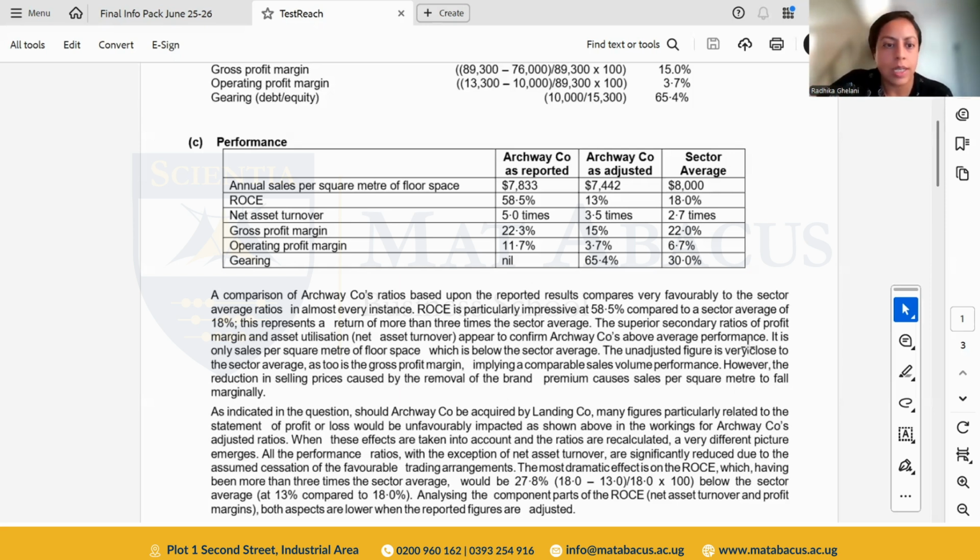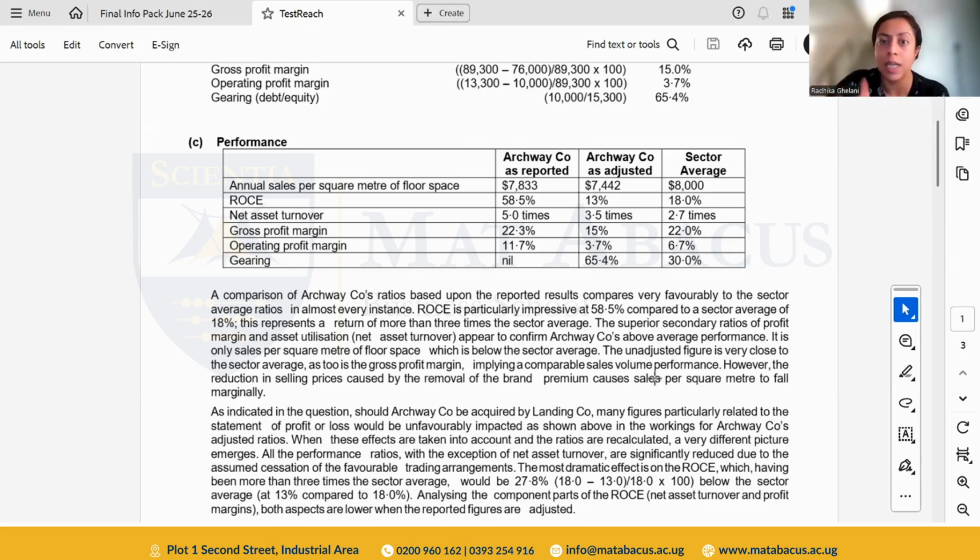Then moving on, they said it is only the sales per square meter of floor space which is below the sector average, as can be seen. It's 78.33 compared to 8,000. The unadjusted figure is very close to the sector average, as is the gross profit margin, implying a comparable sales volume performance. So annual sales per square meter is less, but not very far off from the sector average, and gross profit margin is also around the same as the sector average.